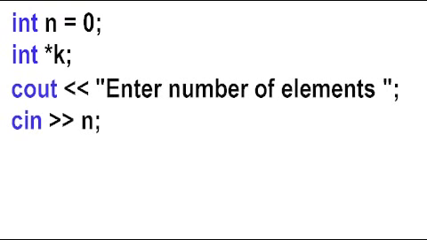Here's how to make a dynamic int array. The pointer k will be the dynamic array. N is the variable for the number of elements in the array. That will be user input.